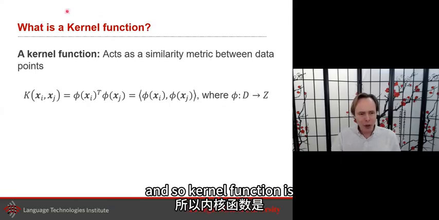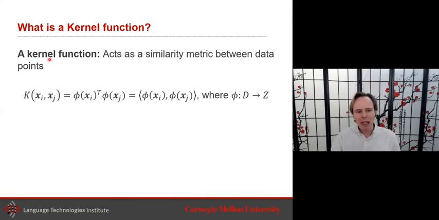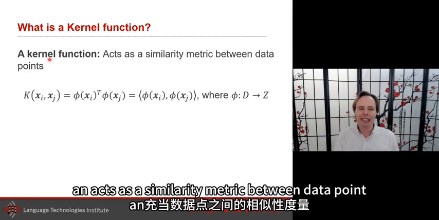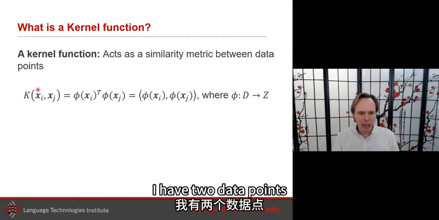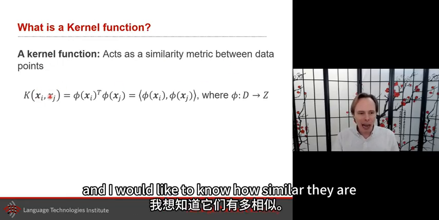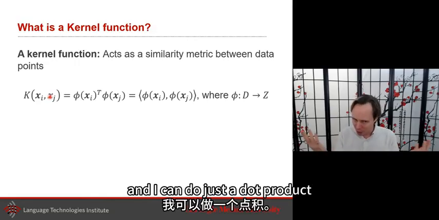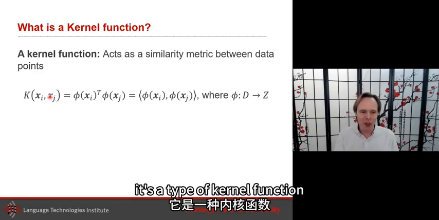And so, kernel function: it acts as a similarity metric between data points. I have two data points, and I would like to know how similar they are. And I can do just a dot product. It's a type of kernel function.